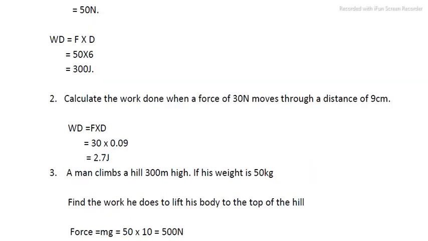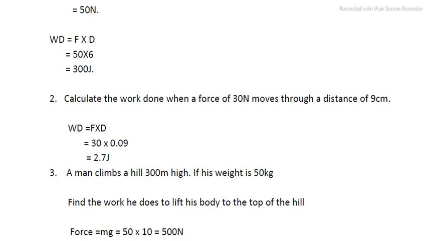Then in our example 3, we are told that a man climbs a hill that is 300 meters high. If his mass is 50 kilograms, then we are supposed to find the work he does to lift his body to the top of the hill. So we are given the distance and we are given the mass, meaning that we need to first find the force of this man.